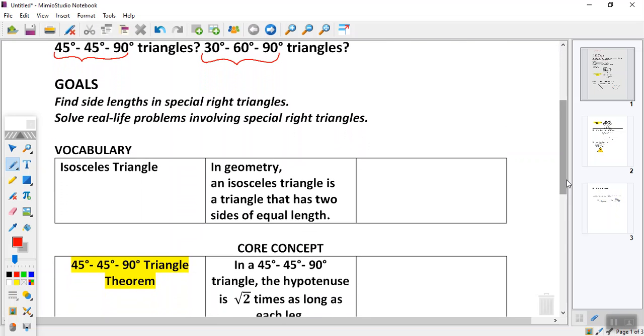So the first thing we're going to start looking at, guys, is this. We're going to look at finding side lengths in special right triangles, and we're going to look at some real-life problems involving special right triangles, okay?